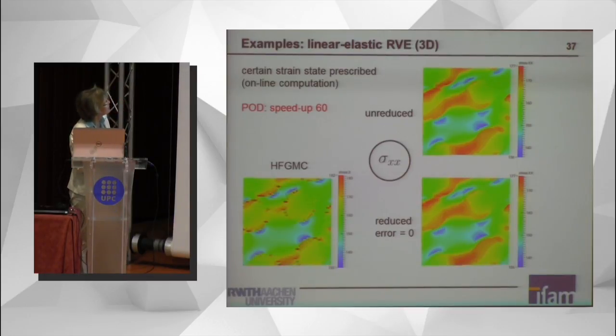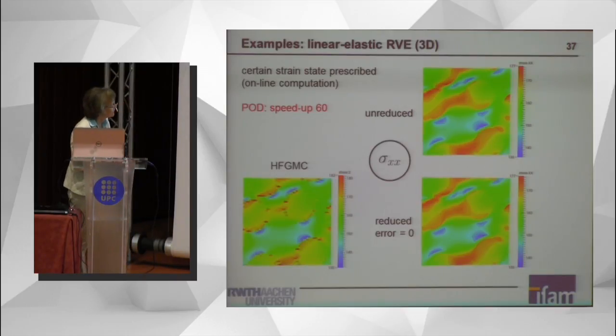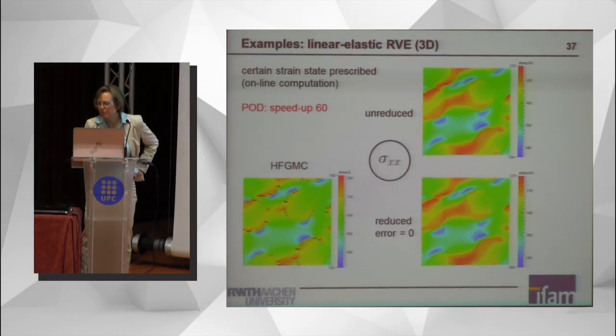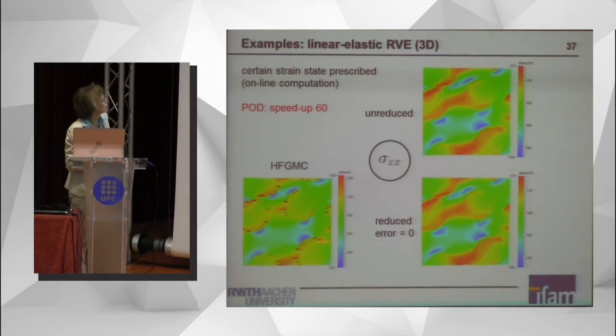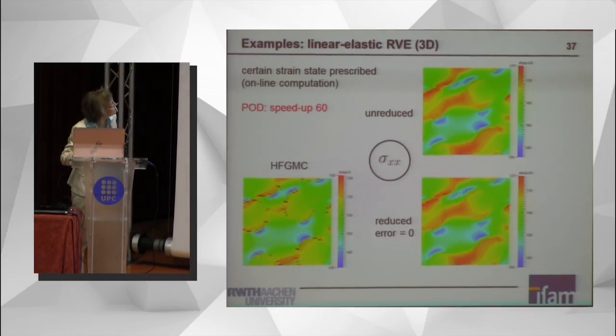We have compared that with another multiscale method, which is called high fidelity generalized method of cells. This is used at NASA Glenn Research Center and has been developed there also. And this is also a very good, strong method, but you see here certain deviations, certainly only quantitatively. Qualitatively, these methods agree very well.